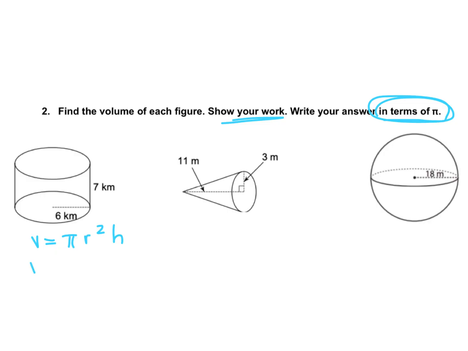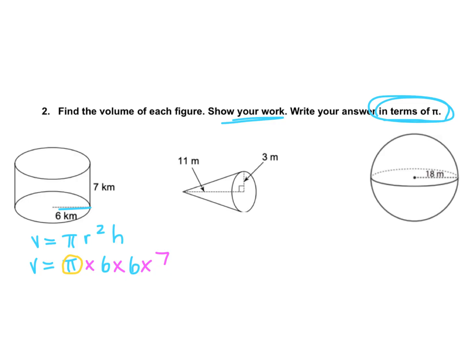Now, to show your work, you're going to show what we're substituting in. In terms of pi means we are going to just leave the pi symbol. We're not going to calculate the pi. So now times the radius twice. The radius is halfway across the bottom of the circle. So our radius is 6, but we need 2 of those. So 6 times 6. And the height of our cylinder is 7.